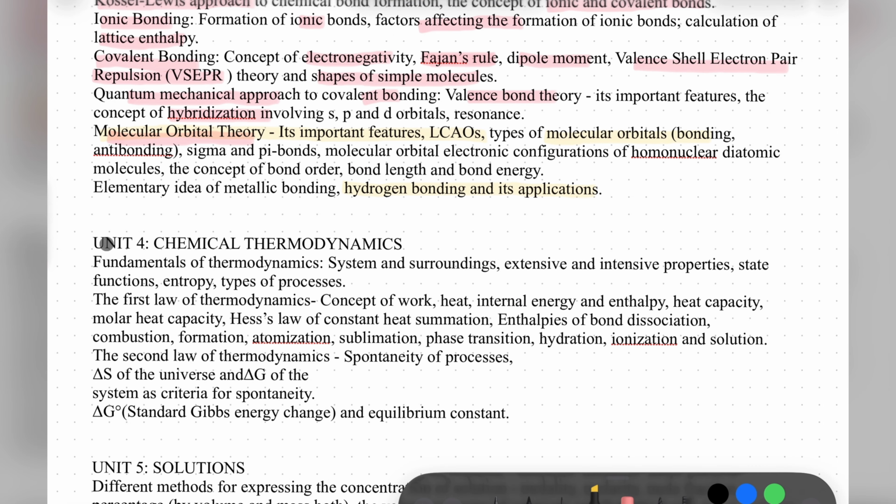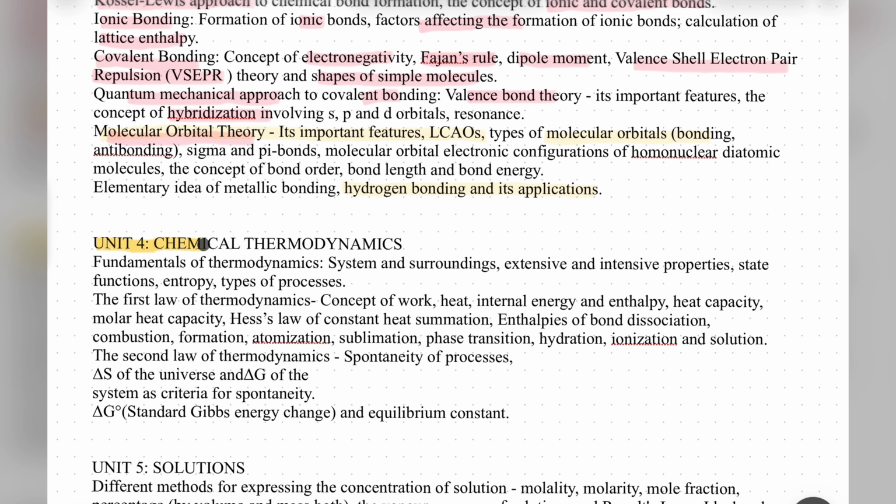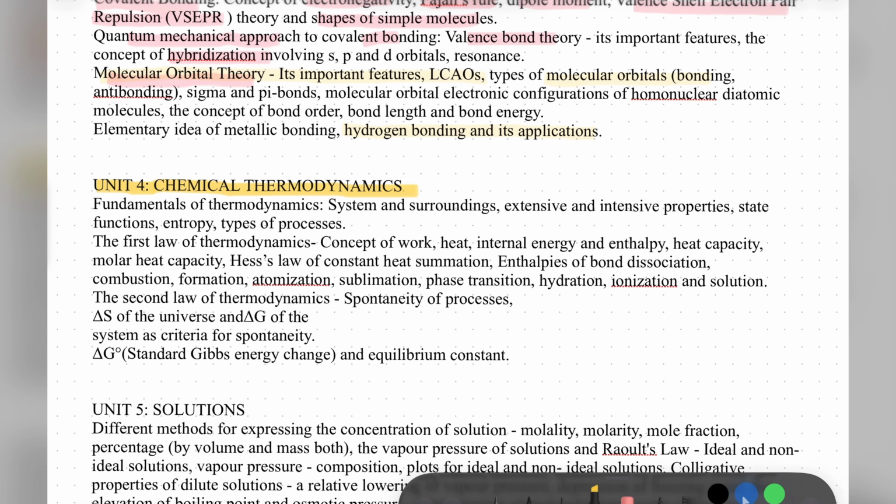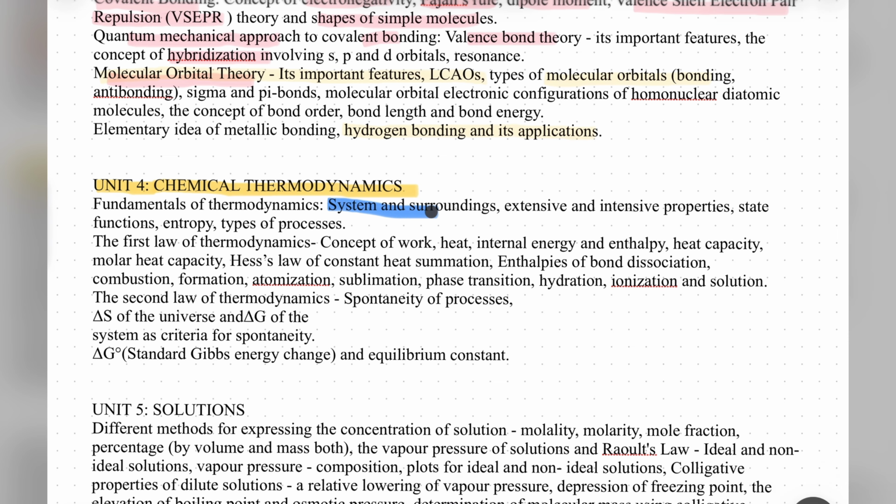Chemical thermodynamics. Unit 4 is thermodynamics, nothing but thermodynamics. And states of matter is not there. Last time also not there. This time also not there. So in chemical thermodynamics, whatever topics are there, we'll check it out. See, system and surroundings, very important.